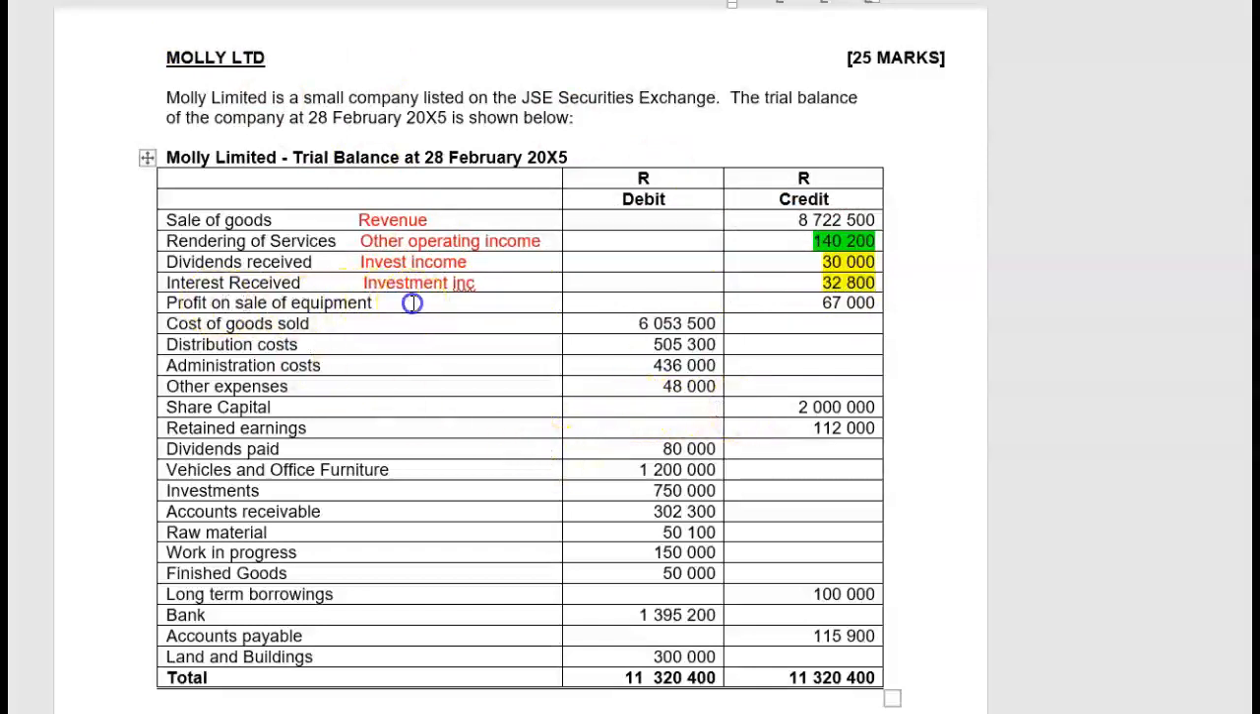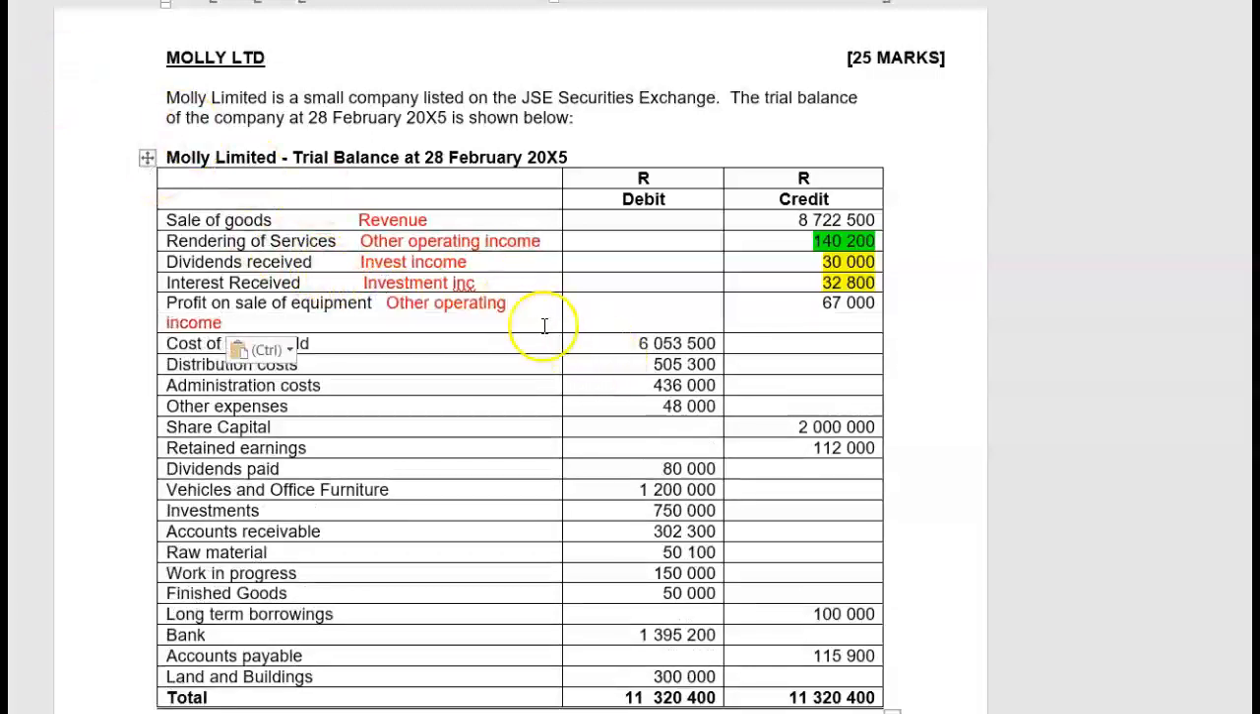Profit on the sale of equipment. Now that is also income. It is not part of revenue, and that will also be part of other operating income. So those two will be grouped together in my statement of profit or loss and other comprehensive income as other operating income. Cost of goods sold, it was cost of sales, distribution cost, administration cost, and other expenses. Very clearly, it's a function of expenses method, and you know that each one of them has a separate line item on the income statement.